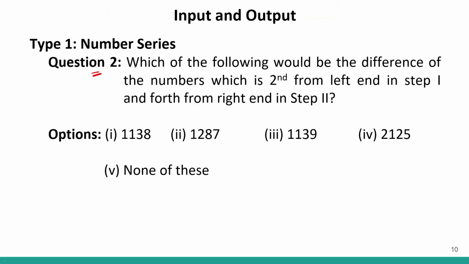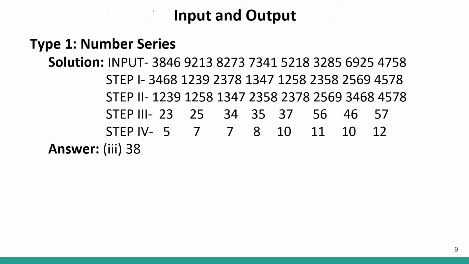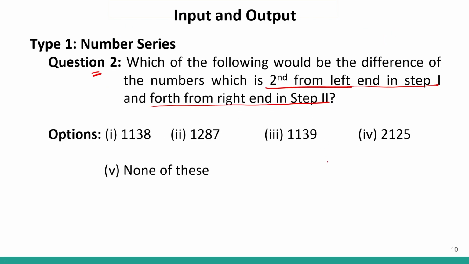Question number 2 says, which of the following would be the difference of the numbers which is 2nd from the left hand in step 1 and 4th from right hand in step 2? So now let us look at first 2nd from left hand in step 1. This is your left hand, this is your right hand. Step 1, 2nd from left will be this number 1, 2, 3, 9. Correct?